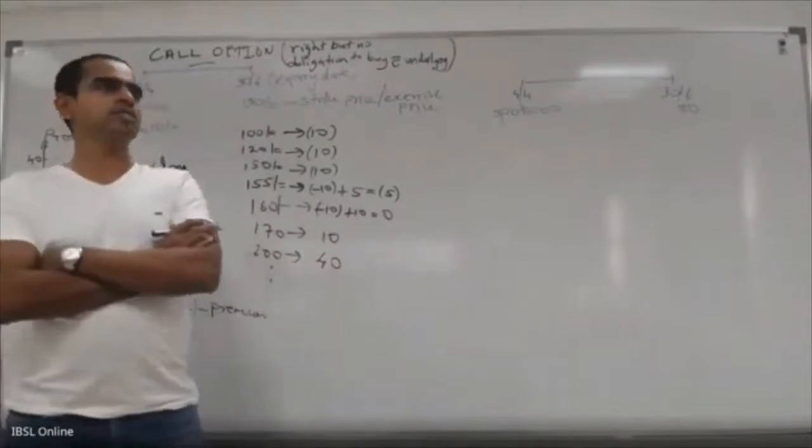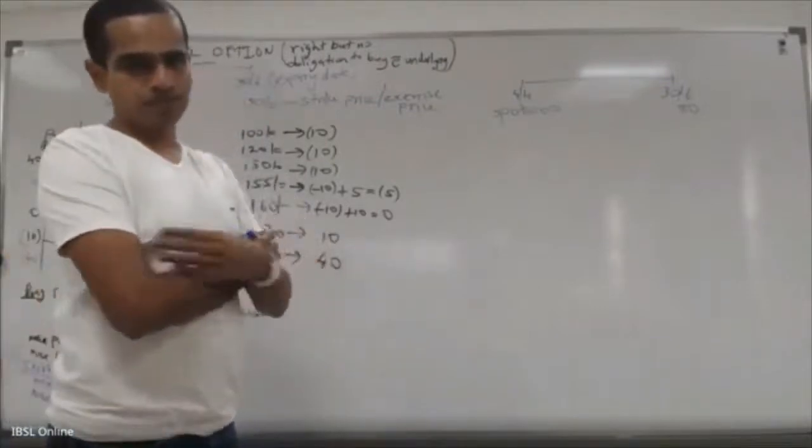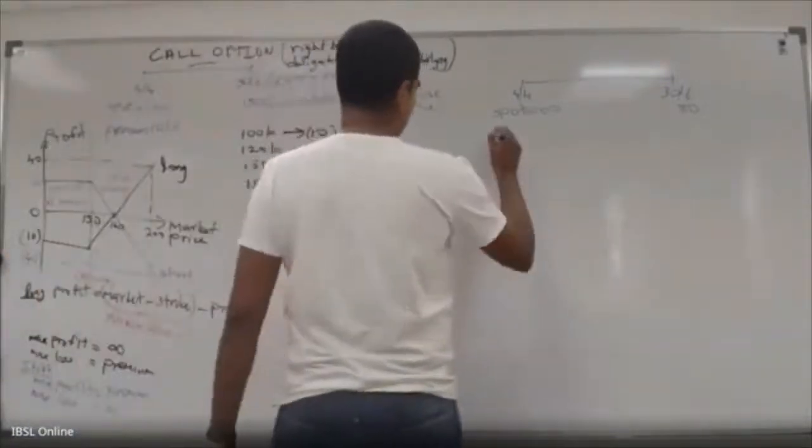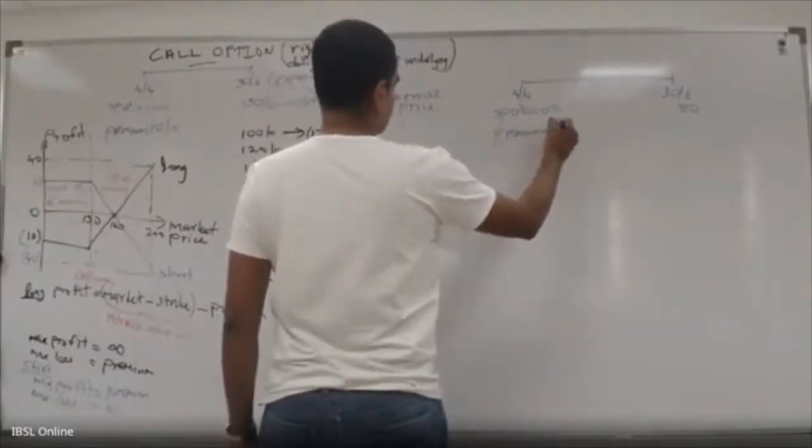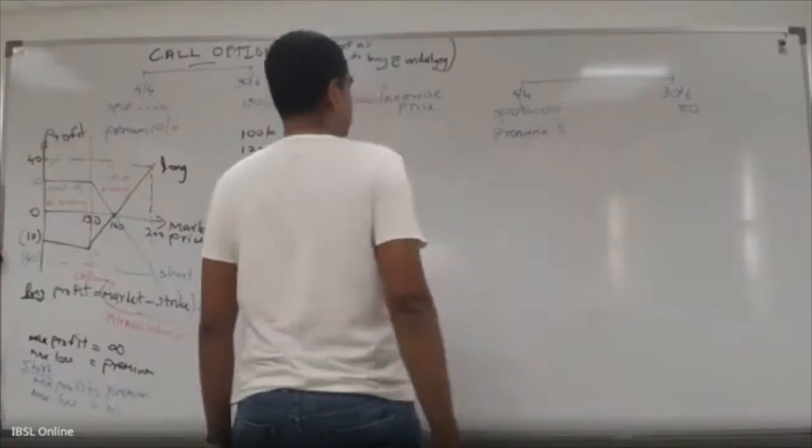So I have given you a benefit, and for this benefit I will charge you. No free lunch. Again, it's called the premium, and say the premium in this case is 5. I will charge a premium of 5.